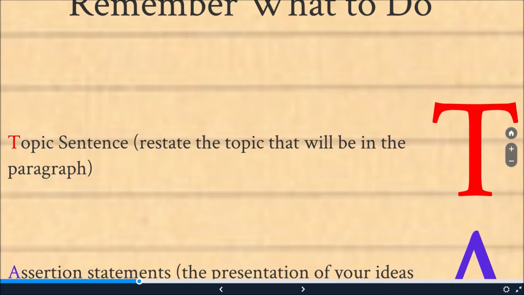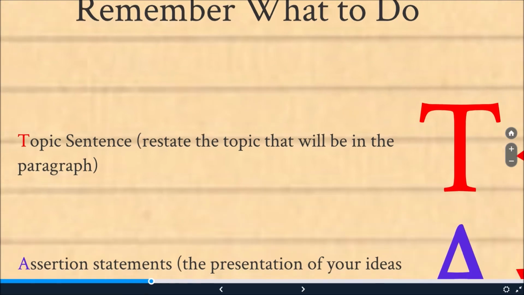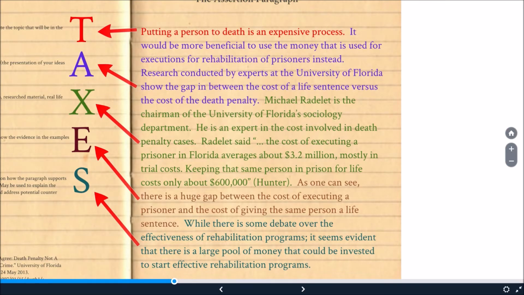Now, if you want to do a full 5-paragraph essay, great. If you feel that you are not up to that, then don't panic. It's fine. Just do 1 assertion paragraph. Show me that you can follow this with your introduction and also a conclusion paragraph. That being said, let's continue with this.